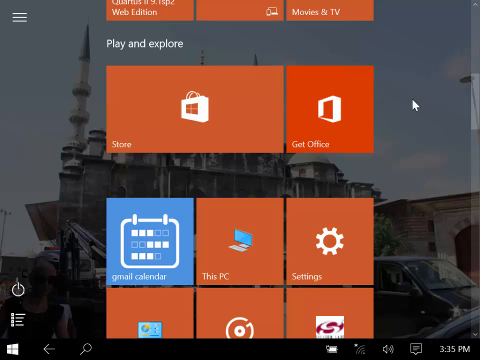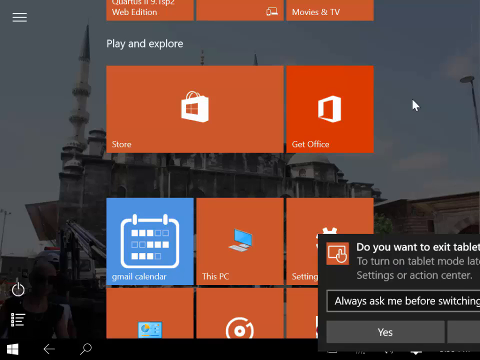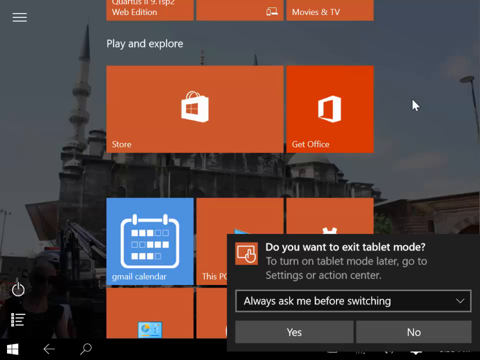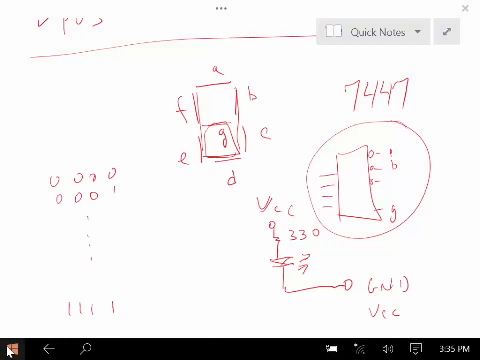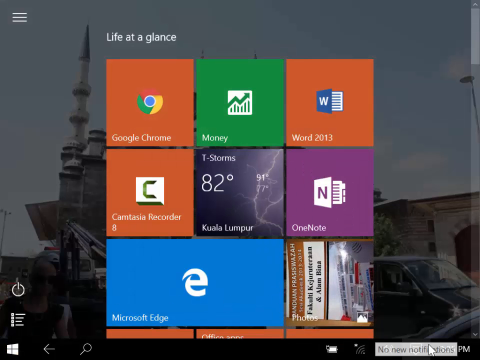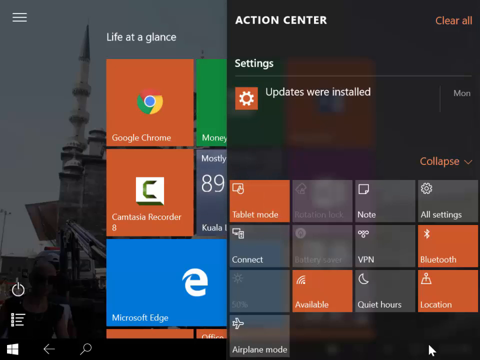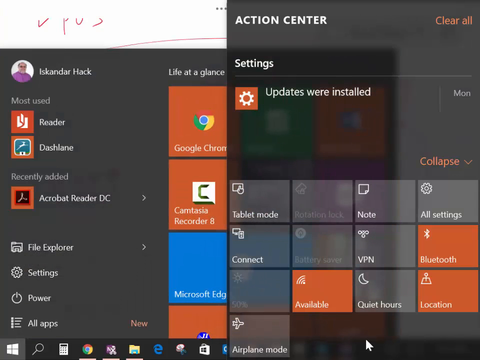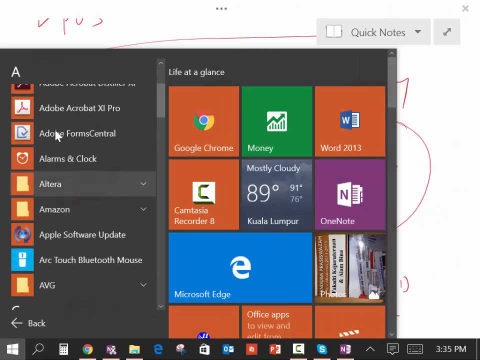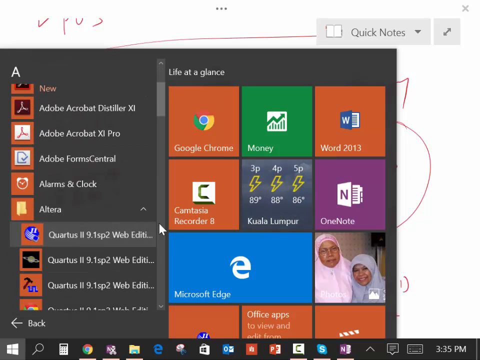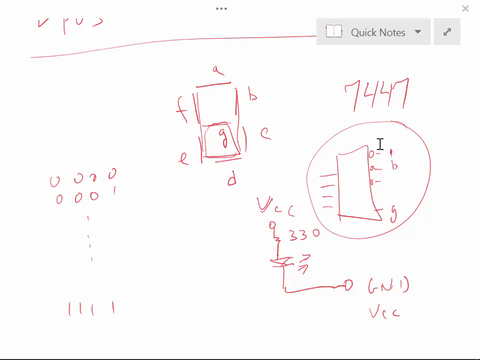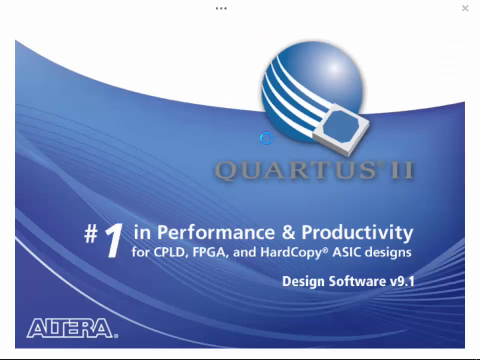I've got to put it back in regular mode, because when it's in tablet mode it doesn't give me access to. Tablet mode, turn tablet mode off. Okay. All apps. Quartus. Right there. It's a little bit slow.